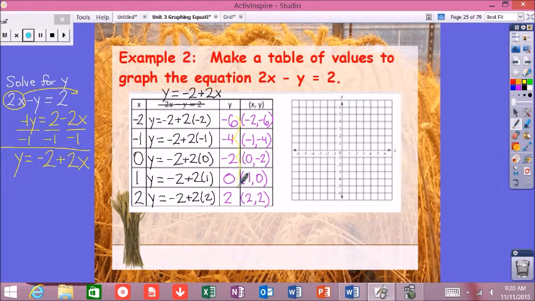So look at the pattern. From negative 6 to negative 4 to negative 2, 0, 2, I'm increasing by 2 each time. Here's a little extra piece of information. This is totally free. That's called the slope of the line. X is increasing by 1, and on top, Y is increasing by 2. So my dots are going to be (-2, -6), (-1, -4), (0, -2).